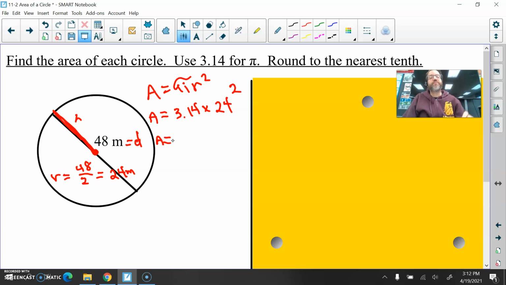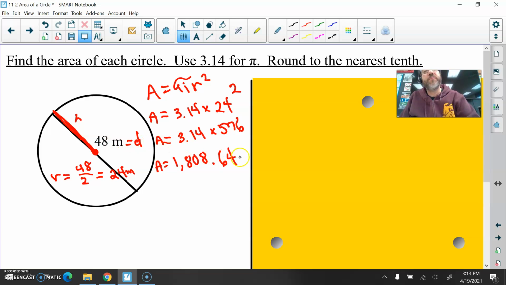And now I can go ahead and solve this. Area equals, let's figure out what 24 squared is. 24 times 24 equals 576. So it's 3.14 times 576. So 576 times 3.14 equals 1,808.64 square meters.